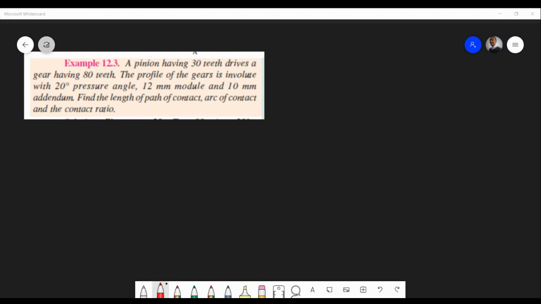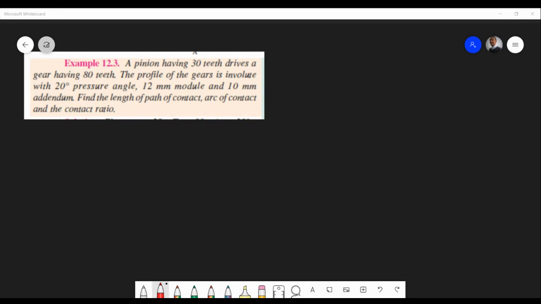So again, it's saying the pinion has 30 teeth. In this case, they're telling us it drives a gear which has 80 teeth. Again, in keeping with Mr. Kiefer, and he's definitely correct, the so-called wheel has more teeth. The profile of the gear is involute, always with a pressure angle of 20 degrees. You've got a module and you've got a 10mm addendum.